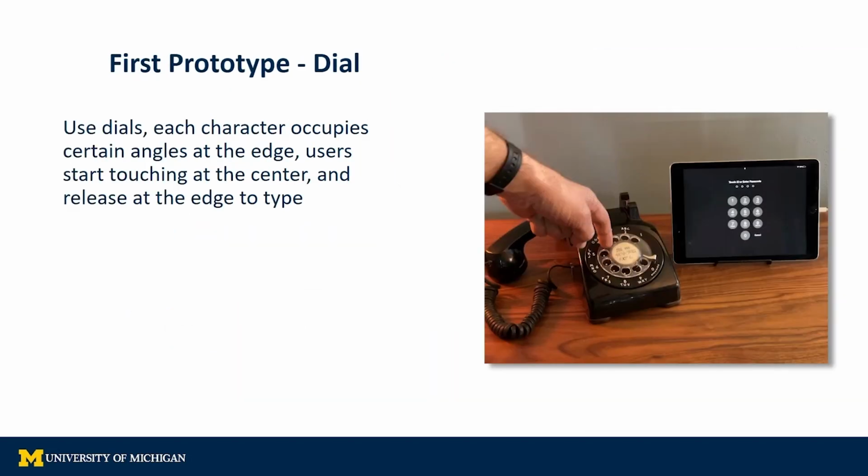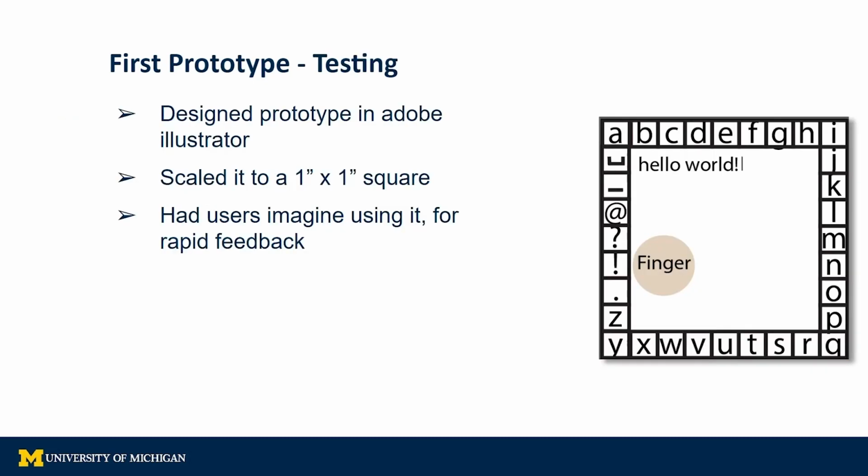For our first prototype, we decided to prototype the dial. Kind of like a rotary phone, the idea here is that you'd be able to touch down on the screen and then drag it over to the edge of the watch face and select one of the 26 letters. To test this out, we decided to prototype it in Adobe Illustrator, and this was largely to cut down on programming time. To do this in Illustrator, we drew up the GUI for the watch and scaled it down to a 1 by 1 inch square.